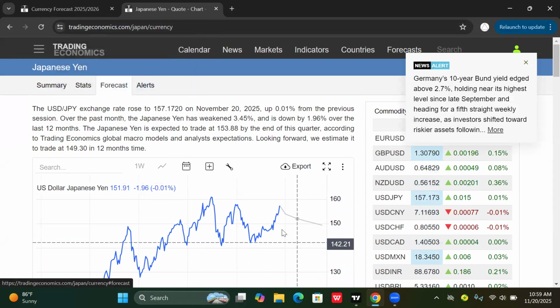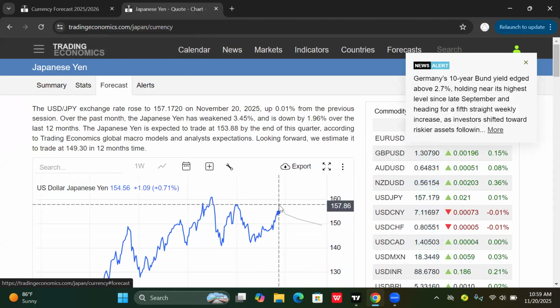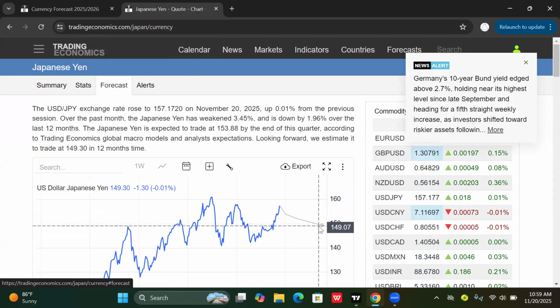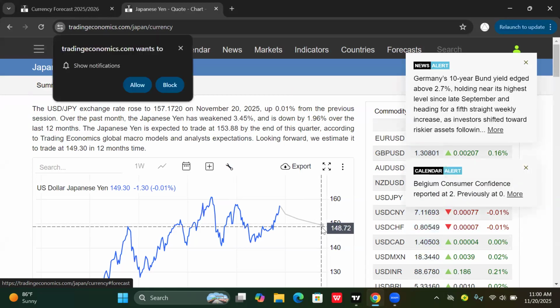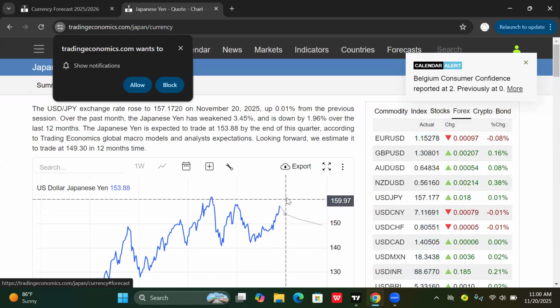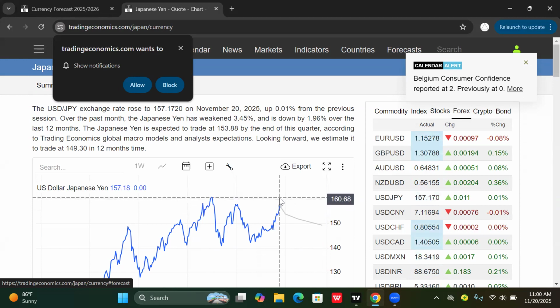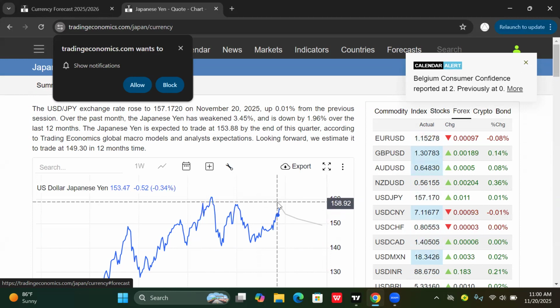So Trading Economics themselves are forecasting a drop from 157 towards the target of 159 to 158, if you will. Slightly the same. And we know the Bank of Japan has openly said that if the dollar yen reaches or approaches 160, they are cautiously monitoring the dollar yen. And for that approach to 160, they are going to intervene.